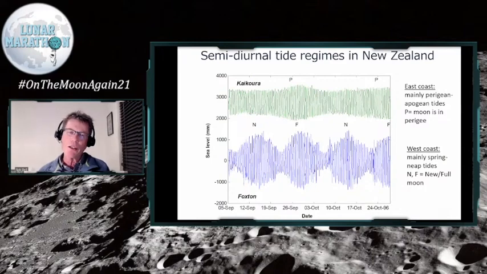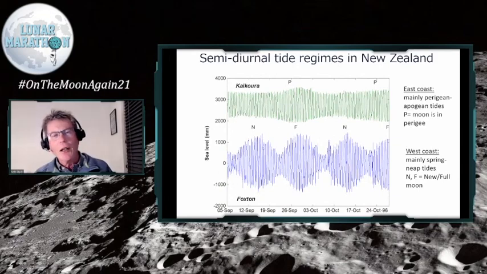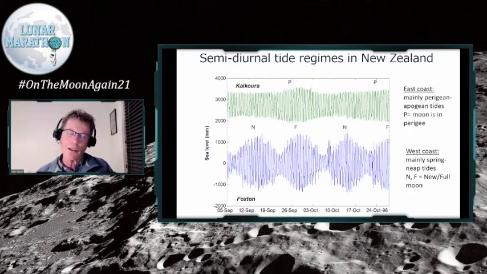I'll just show you some tides from New Zealand, because we have some fascinating tides that go around New Zealand. On our east coast, we have the perigean tide. P was when the moon is in its perigee. That's when we're on the east coast, we get the bigger tides. And then a month later, we have another big tide. Whereas on our west coast, we have new and full moon, and we have that nice regular spring neap cycle in the tides. So we have quite different tides on the east and west coast.